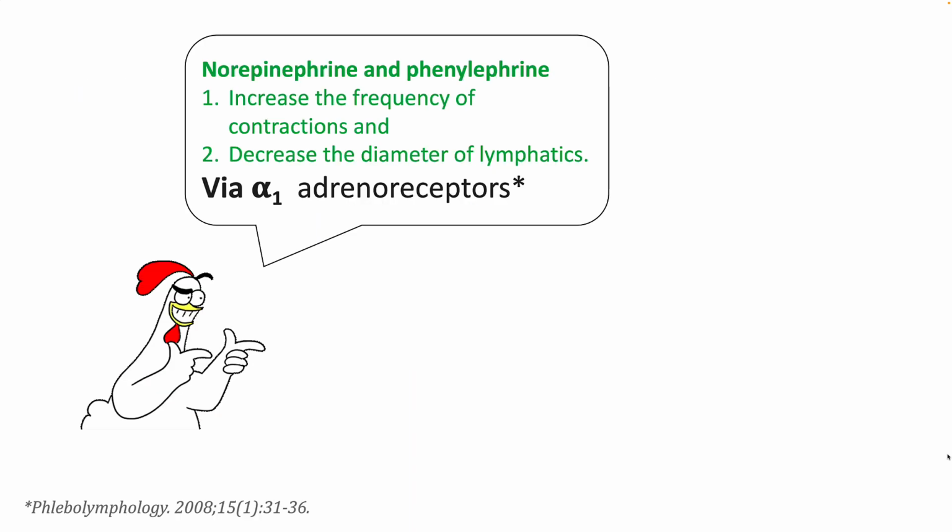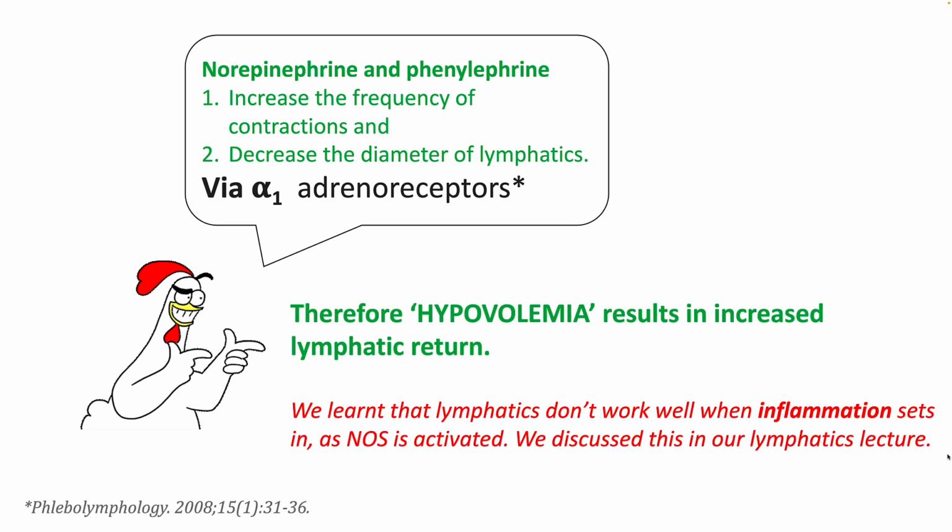So in hypovolemic shock, when you give norepinephrine or phenylephrine, or the intrinsic production of these two molecules, it will increase the frequency of contraction and decrease the diameter of lymphatics via activation of alpha-1 adrenoreceptors. Therefore, hypovolemia results in increased lymphatic return. This will be slightly different when you talk about sepsis, as we learned in the previous lymphatic lecture that when inflammation sets in, your nitric oxide pathway is stimulated, which is an inhibitor of lymphatic function.